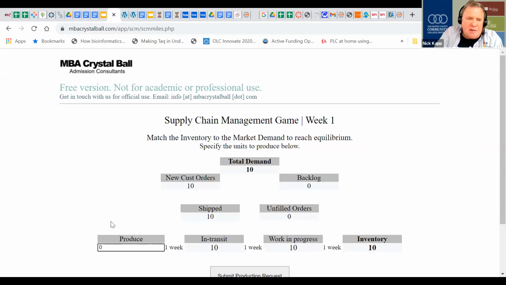So in this game, the one thing that we need to do is to produce something. There's a 1 week lag where our product is in transit. So basically what we need to do is order materials. We get those materials in. We then get a week to work on the materials, and then that material goes into inventory. And so we have our customers.